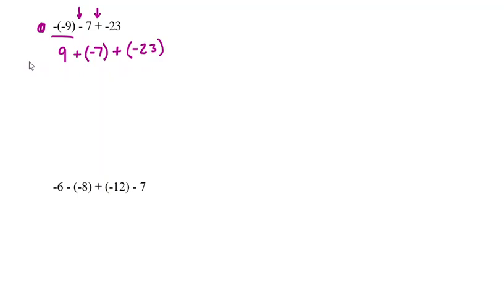I'm going to go left to right. We'll not try to make this complicated. You could add in any order you want, but I'm just going to go left to right, so I'm just going to do 2 at a time, and that's important. You always do 2 at a time. 9 plus negative 7, signs are different, so we subtract. 9, 7, subtract, get 2. The stronger number is positive, so positive 2 plus negative 23.